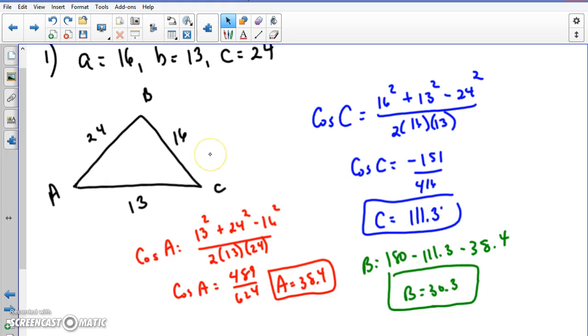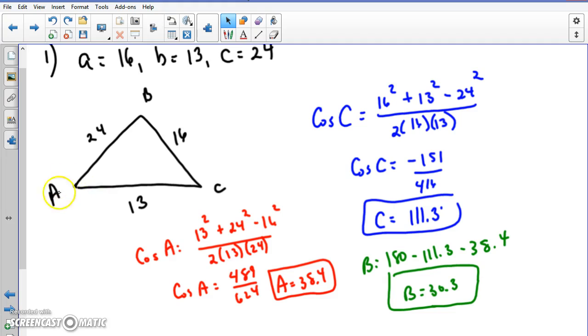Okay, so we sketch our triangle. Again, it doesn't matter where the capital letters go, just lowercase goes directly across from its angle. So I chose to find the largest angle, which would be the one across from the longest side, so it's angle C. So when we plug in our values, it gives me the fraction negative 115 over 416. And then we said anytime we're looking for the angle, it's second cosine, divide the fraction, and it gives us 111.3.